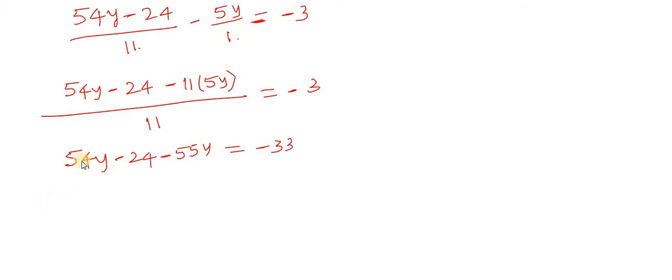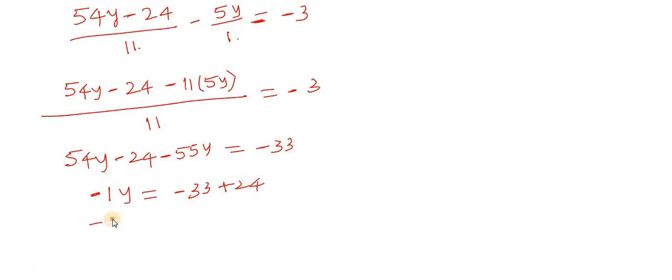So then 54 minus 55 is nothing but minus 1y, which equals minus 33 plus 24. If we add minus 33 plus 24, what you're going to get?